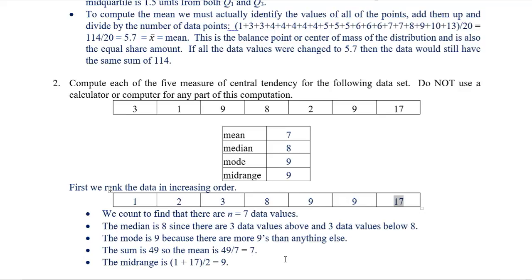We're dividing by 7, so 49 divided by 7 worked out nicely. I was nice to you since I asked you to do this without a calculator. It's 7, and so 7 is the mean. So in this particular case, the mean is 7, the median is 8, the mode is 9, and the mid-range is 9.